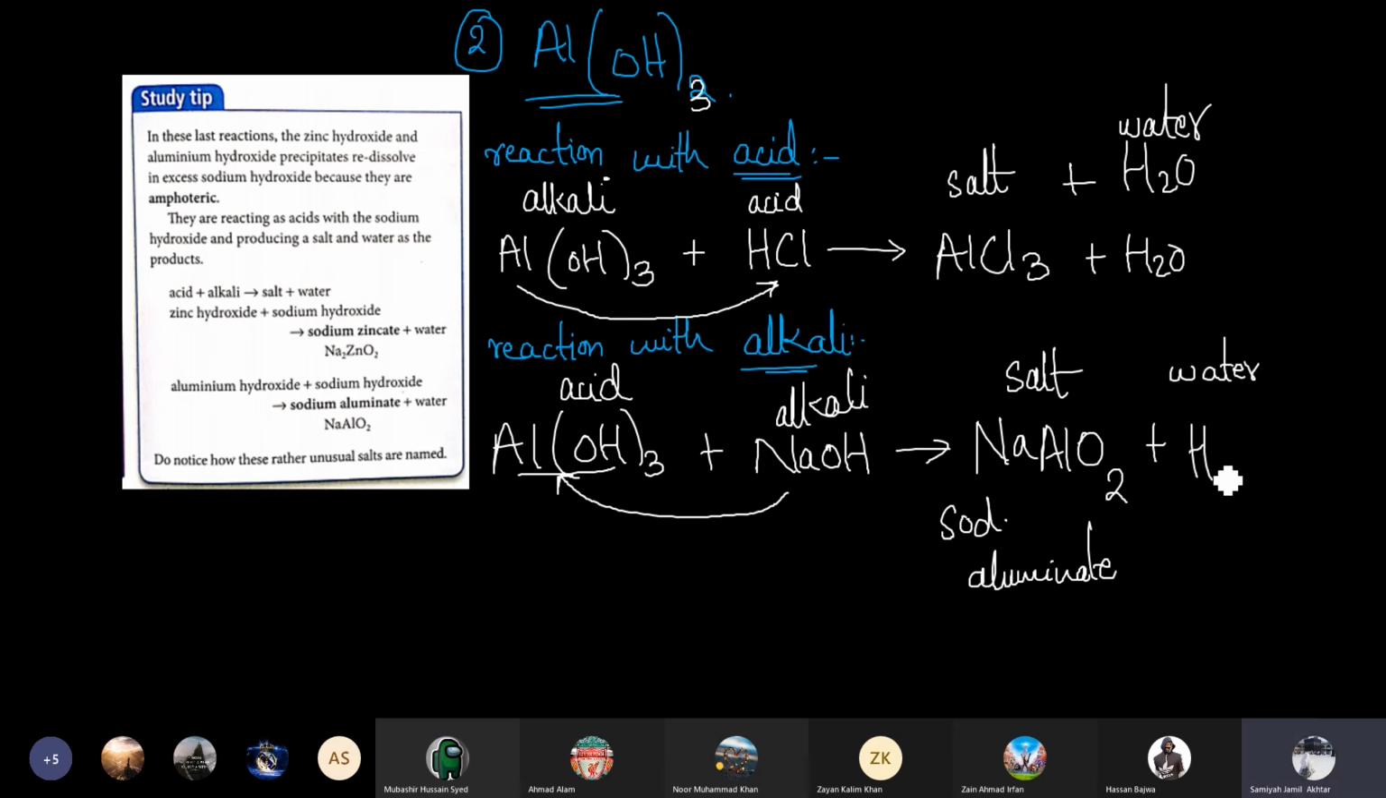So it is a neutralization reaction. In both cases, when acid reacts with it and when alkali reacts with it, it gives the reaction. So it's amphoteric. It becomes an alkali when acid comes near it, and becomes an acid when alkali comes near it, and in both cases it will give salt and water.